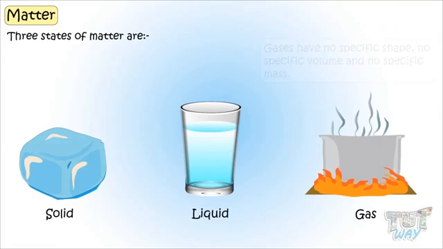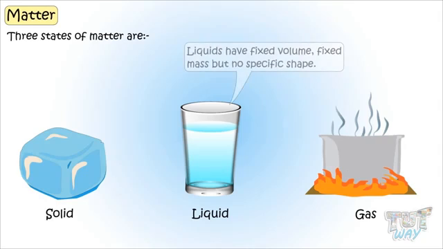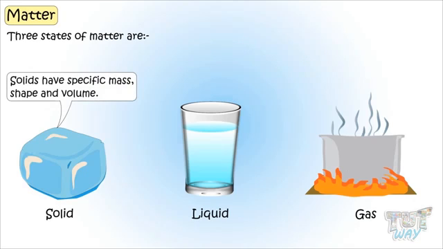Gases have no specific shape, no specific volume, and no specific mass. Liquids have fixed volume, fixed mass, but no specific shape. And solids have specific mass, shape, and volume.